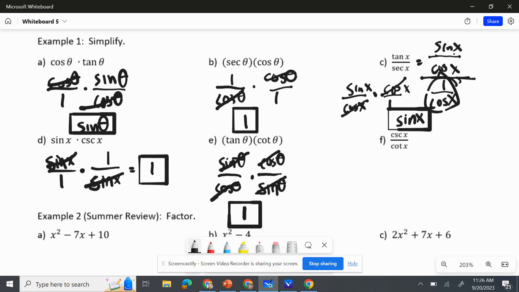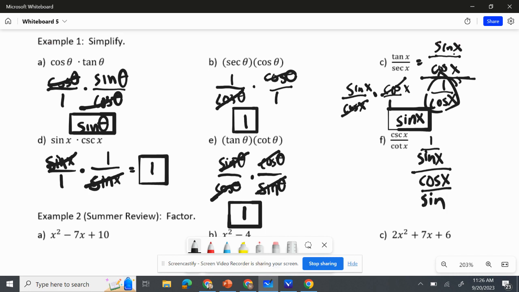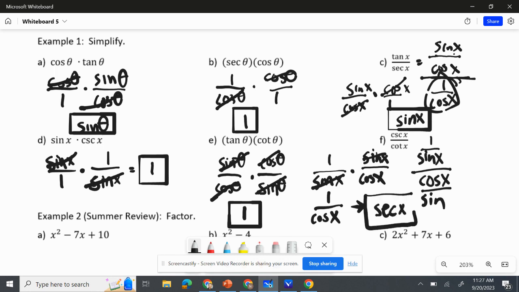And what we have is cosecant. Cosecant is 1 over sine. Then what we have is cotangent, which is cosine over sine. We're going to use keep, change, flip again. We're going to keep the first one the same, 1 over sine, and we're going to multiply it by sine over cosine. The sines cancel, and what we get is 1 over cosine. And we know 1 over cosine is secant. So we're going to make it as simple as possible.